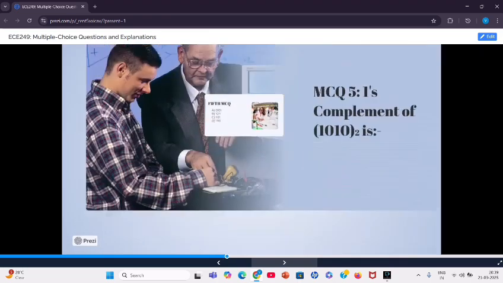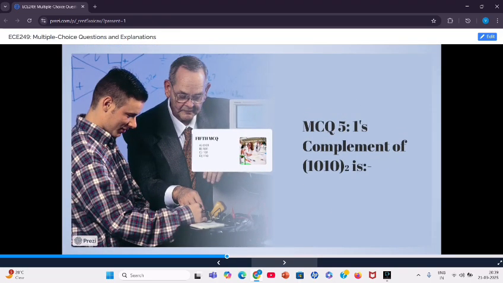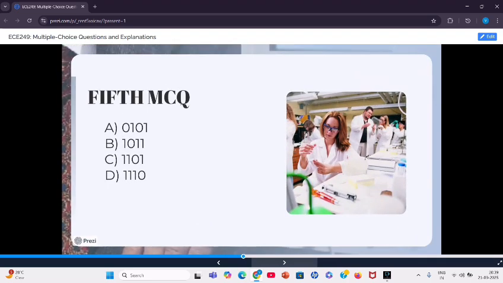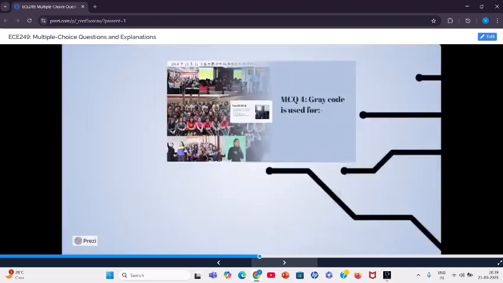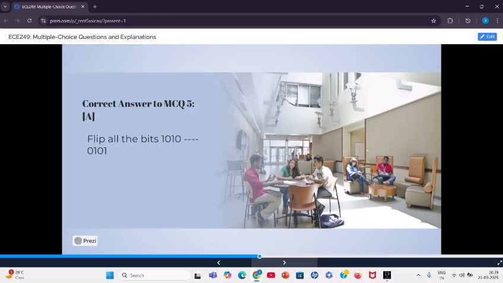Question 5. 1's complement of 1010 is option A 0101, option B 1011, option C 1101, option D 1110. So the correct answer is option A. Flip all bits of 1010 gives 0101.